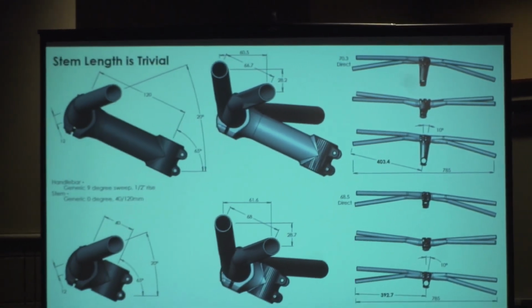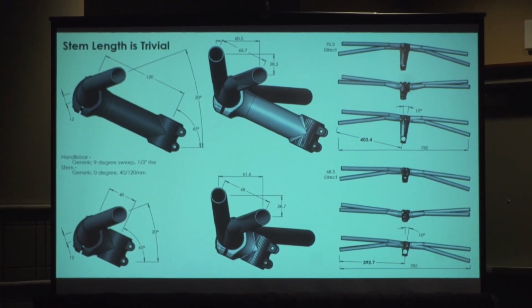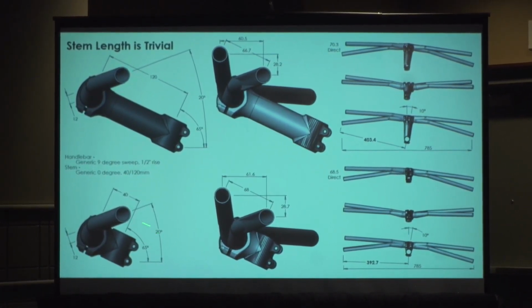This is a 40 millimeter stem. 3 times longer stem. Both are at a 65-degree head angle, and both have the sweep angle at 20 degrees from horizon. Same handlebar itself. It's a 12 millimeter rise handlebar. Everything is the same from one to another, just the stem length has changed, okay?